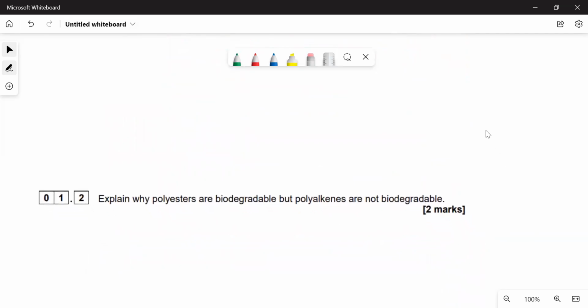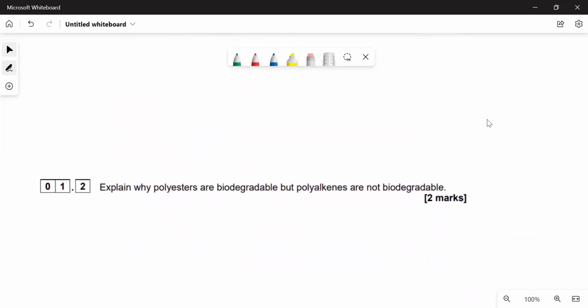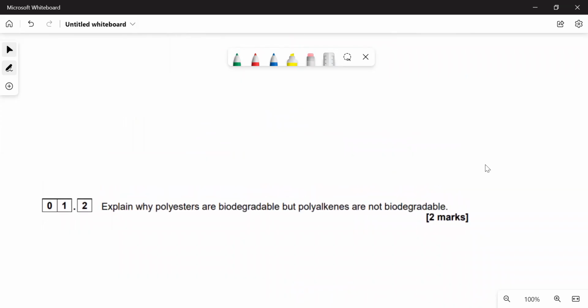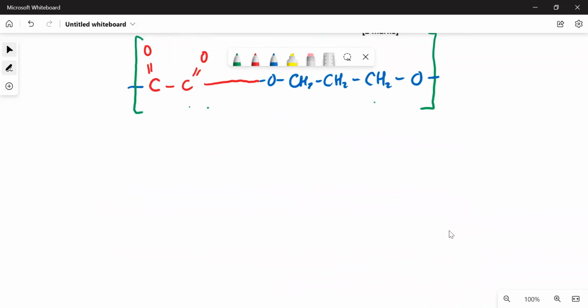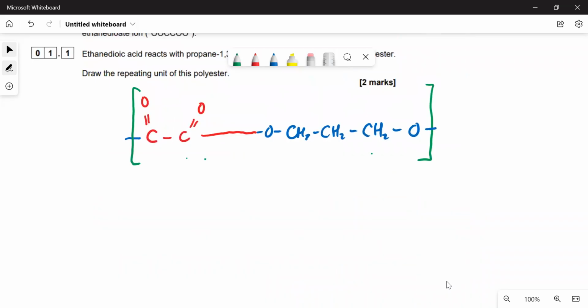Explain why polyesters are biodegradable, but polyalkanes are not biodegradable. 2 marks. Right, I'm going to just go to that diagram. The reason why these are biodegradable, you look at the marks, basically it's because you've got a polar bond here between the carbon and the oxygen. So you're going to have a partial positive charge on the carbon. For 1 mark, that's all you need to say. You've got a polar bond in that.